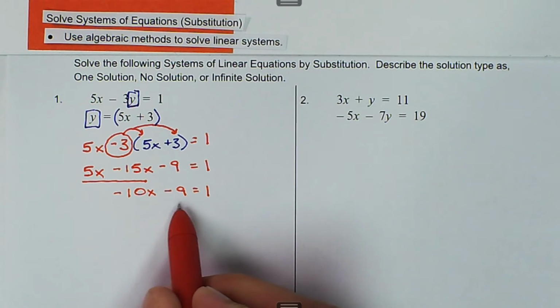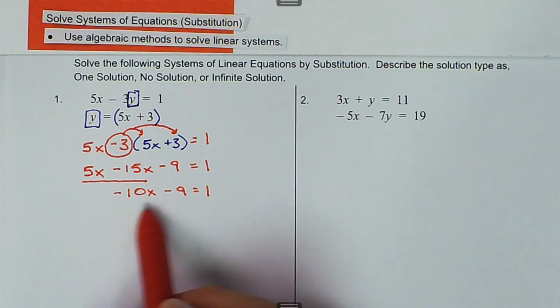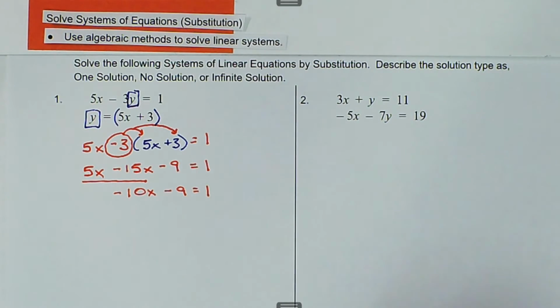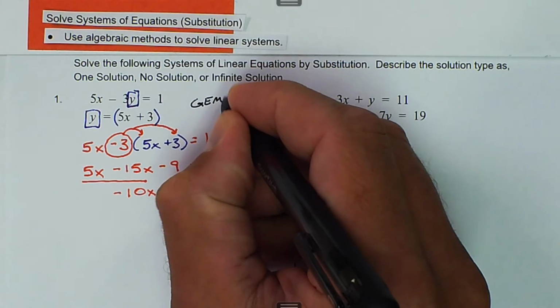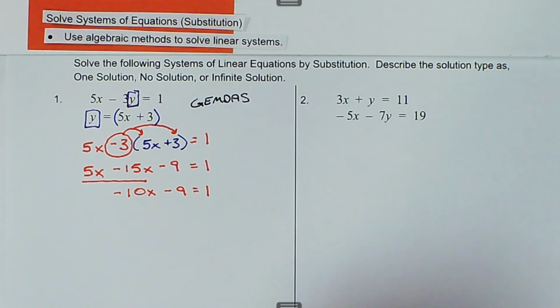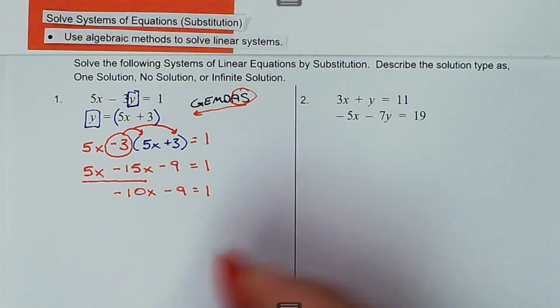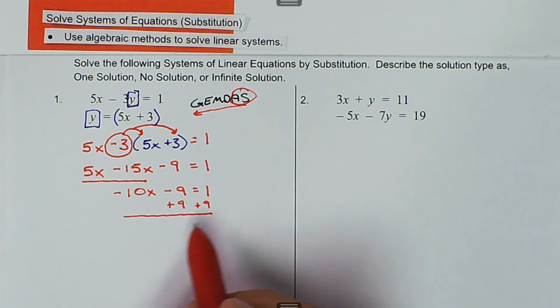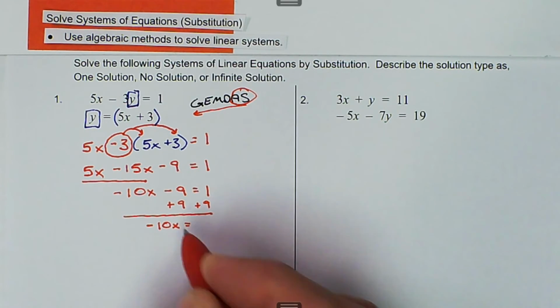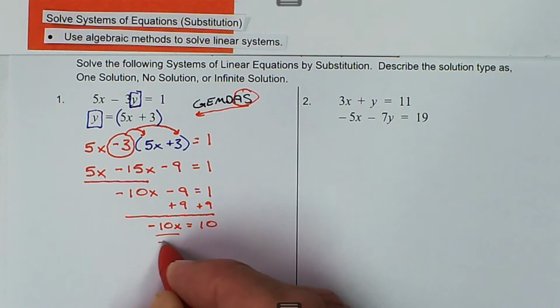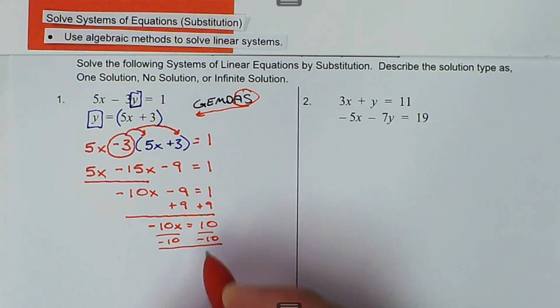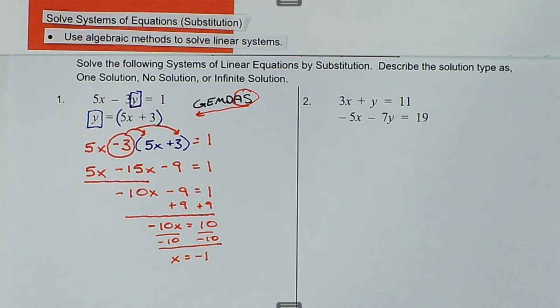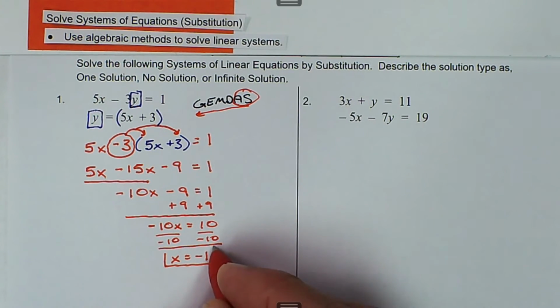We can still work with GEMDAS here, because at this point we've simplified as much as we can, and now we want to solve to get x by itself. The first thing we come to in GEMDAS is addition and subtraction. So I want to add 9 to both sides of the equation to get away from that x variable. And at that point we get -10x is equal to 10. Then we divide by -10 on both sides, and we get x is equal to -1. So we think we found one of the solutions, that x is equal to -1.